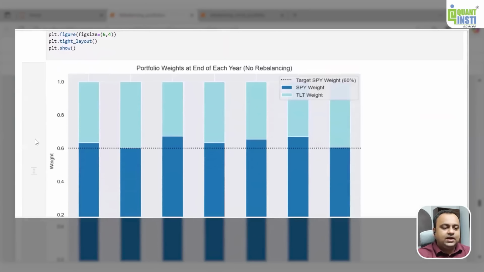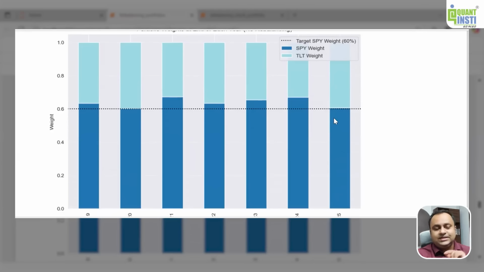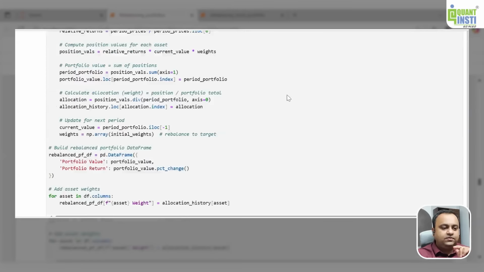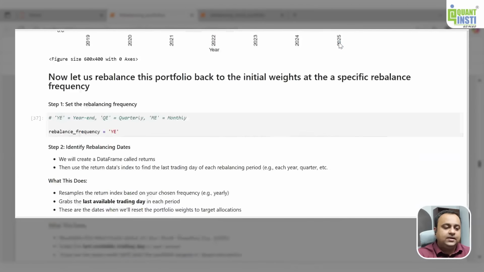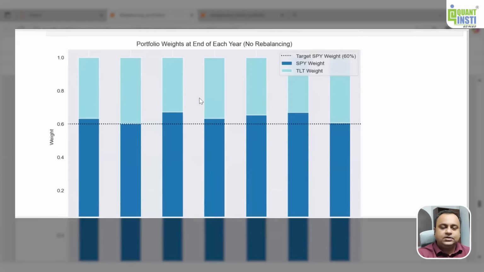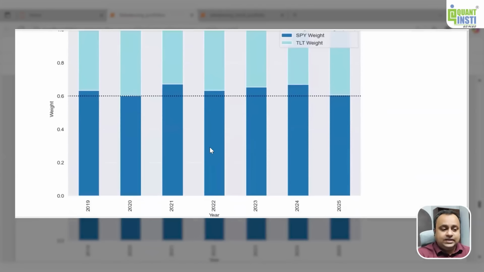So this is a similar bar graph which we had plotted for the non-rebalanced portfolio. And here we see that there is a drift, but that drift is not super significant. For example, the drift which went all the way up to 80% plus of it being completely SPY weight, that is not so much over here. That kind of drift is not something I see over here. So what exactly do I see?